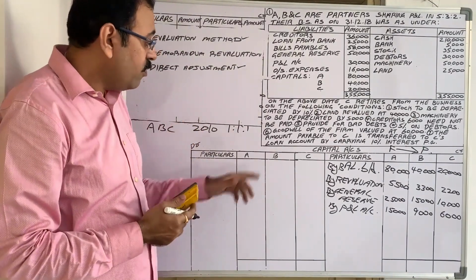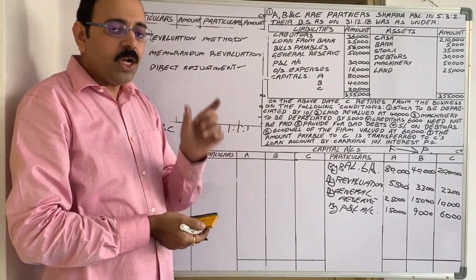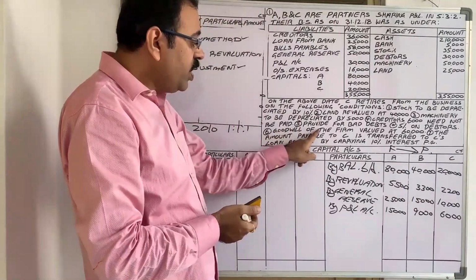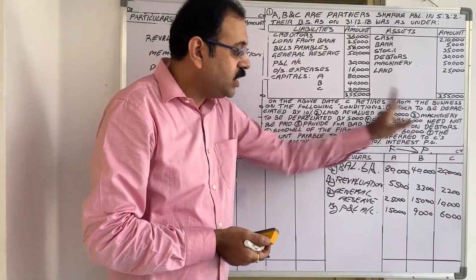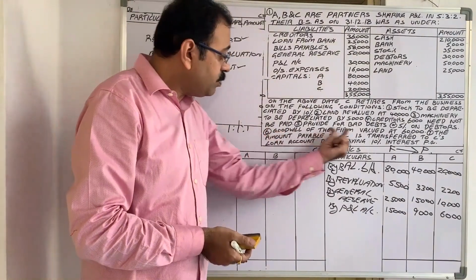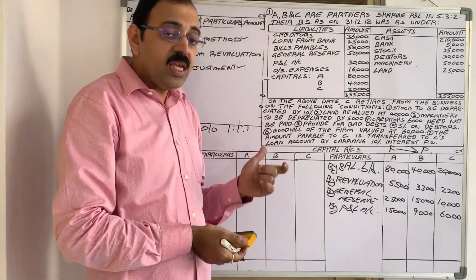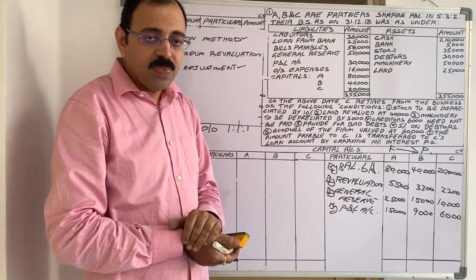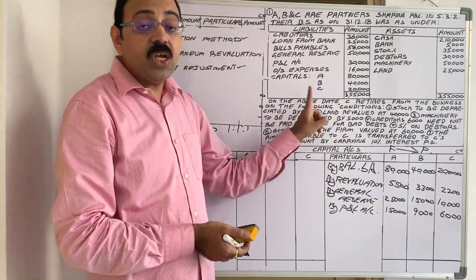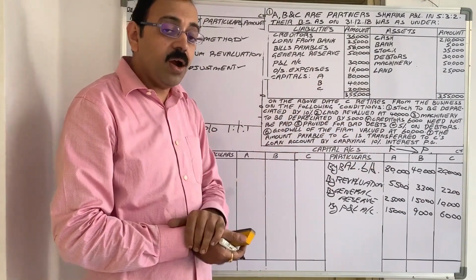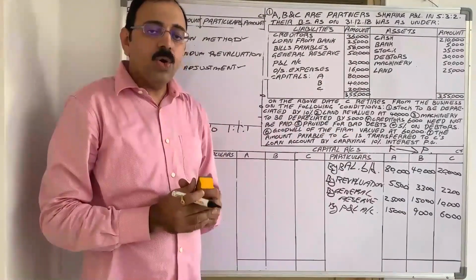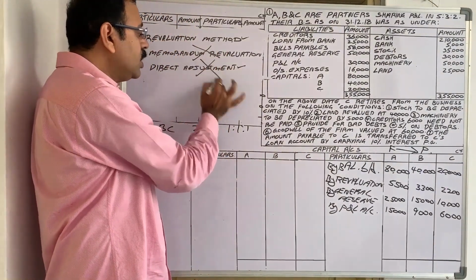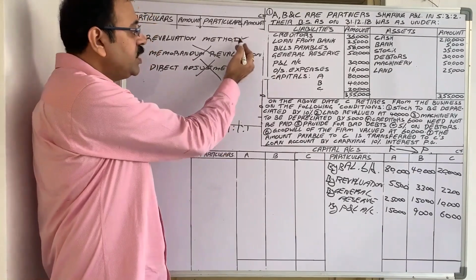Clear? Now, once you observe this problem related to goodwill, what are the sentences here? Sixth point, goodwill of the firm valued at 60,000 rupees. Only this much is given regarding goodwill. Is he giving that the goodwill account is to be written off? No. Is he giving that adjust the goodwill without opening goodwill account? No. It means goodwill adjustment doesn't come under the second method or third method. Then what is left? The first method.